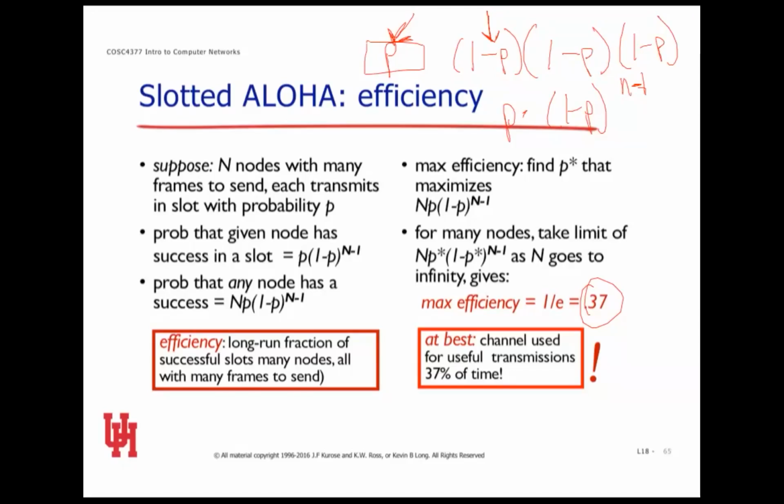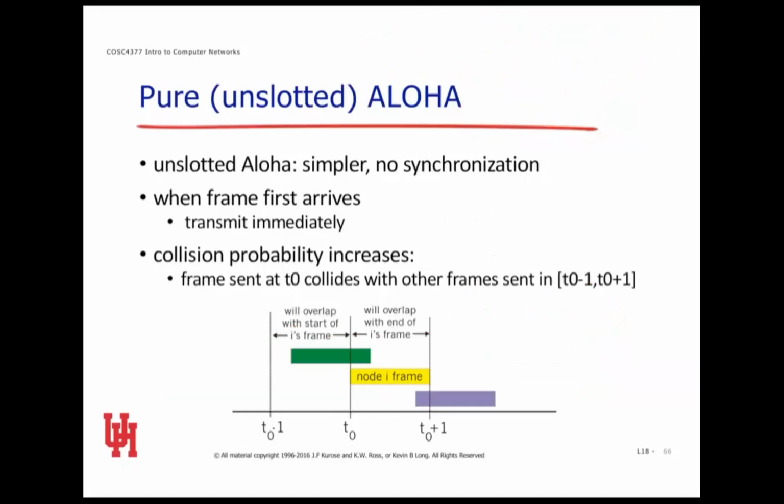And the probability that any node has success is you multiply this out by all the number of nodes that you've got. So that's basically the way that math works. They made an innovation. They made it unslotted Aloha. They just let anybody send whenever they wanted. There was no more synchronization done. And that was much easier.